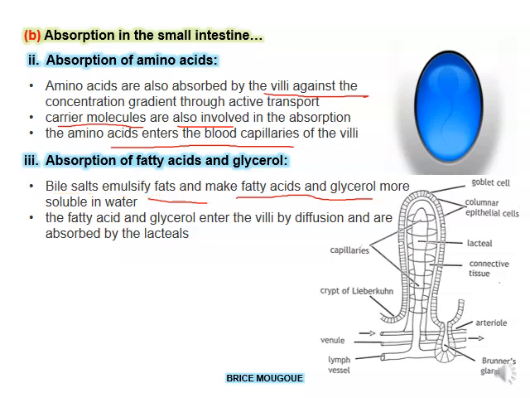And the fatty acid and glycerol will then enter the villi for the first time now by diffusion. Remember, earlier we were only talking about active transport. They will enter the villi by diffusion and will be absorbed by the lacteals. Again, for the first time, for amino acids and glucose, we're looking at the capillaries. This time we are looking at the lacteal that's found at the core of the villus, which will then join up here to form the lymph vessel. That's where fat passes through when it gets absorbed.